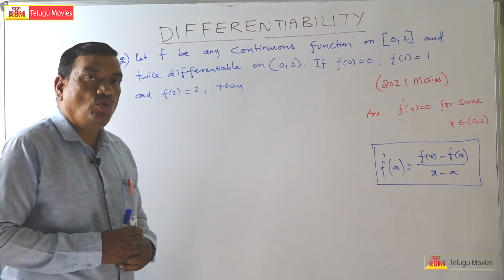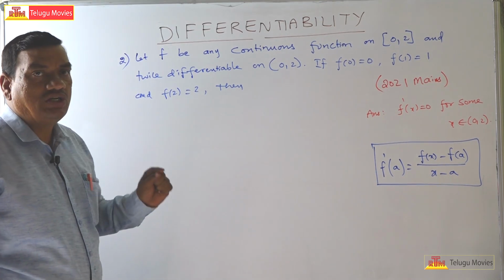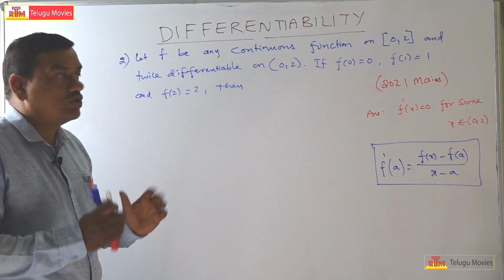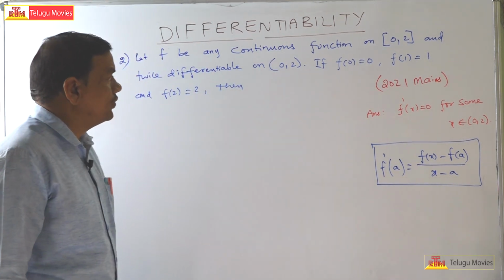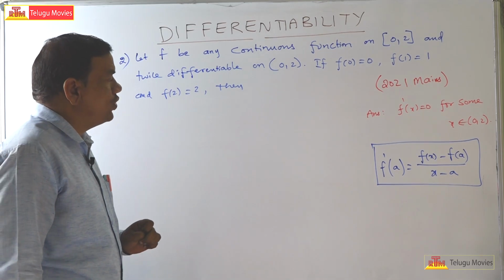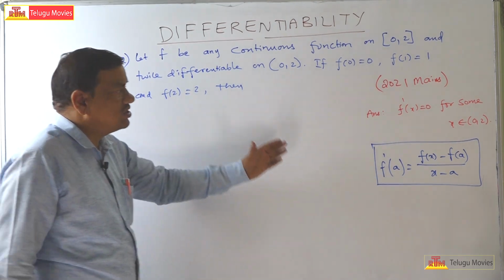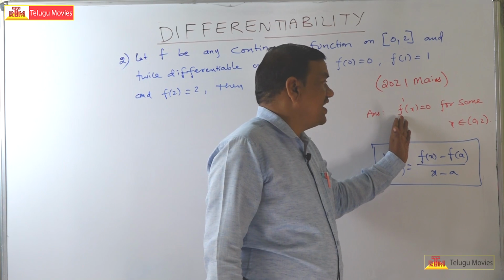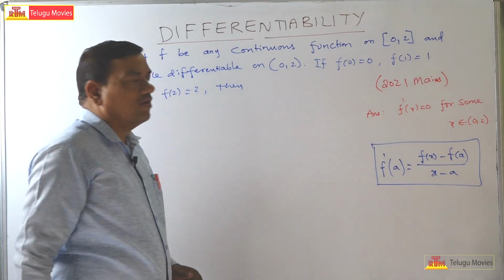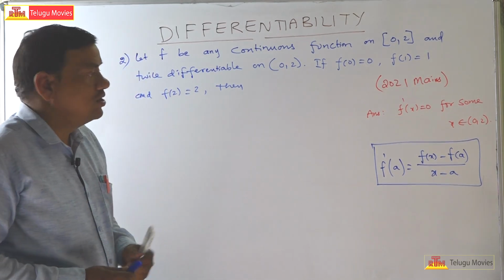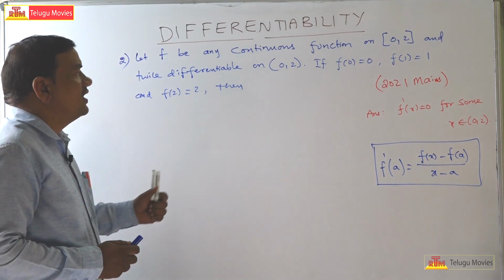Dear students, welcome to one more problem. Let f be any continuous function in the closed interval 0 to 2 and twice differentiable in the open interval 0 comma 2. If f of 0 is equal to 0, f of 1 is equal to 1 and f of 2 is equal to 2, then, so options are given. One of the answers is f dash of x is equal to 0 for some x belongs to the open interval 0 comma 2. The options are very lengthy, so that's why I have not written them. So how to do this problem?